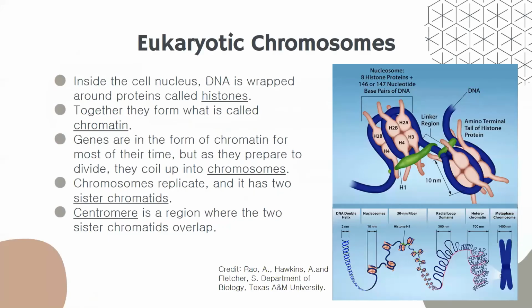So, next up, eukaryotic chromosomes. The characteristics of eukaryotic chromosomes. Normally, DNA isn't in the form of an X-shaped chromosome, contrary to what you would expect. It is in the form of chromatin, an unwound version of DNA and proteins. Think of chromatin as long threads. The proteins that hold the DNA together are called histones, histone proteins. And as the genes prepare to replicate and divide, the chromatin coils up into chromosomes to facilitate the process of replication and division.